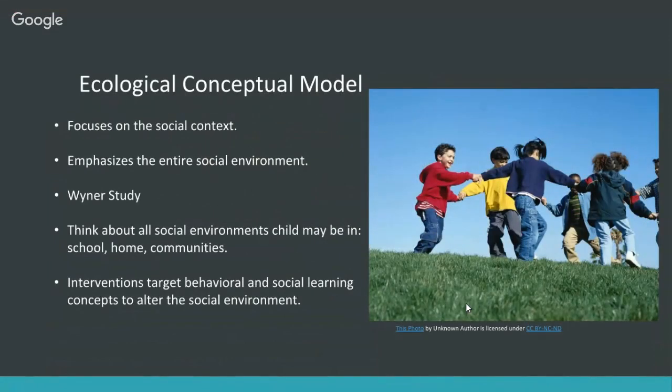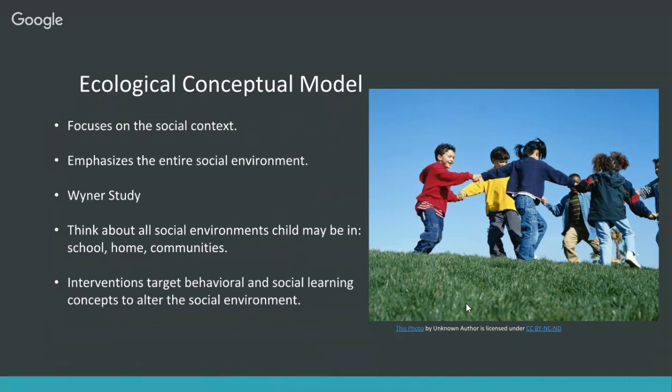The next model we'll talk about is the ecological conceptual model. This model mainly focuses on the social context. It emphasizes the entire social environment, which is actually a limitation because we have to think about all the social environments a child may be in, whether that's school, home, or community, and try to think of the behavior and social learning concepts they'll need to learn how to change their environment. Maybe they need to learn how to make a friend, so we need to teach them that. But then they need to be able to generalize that at school, at home, in their community.